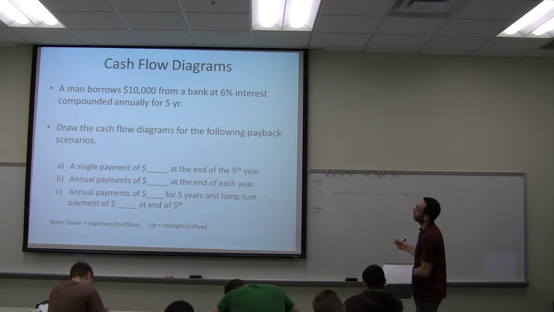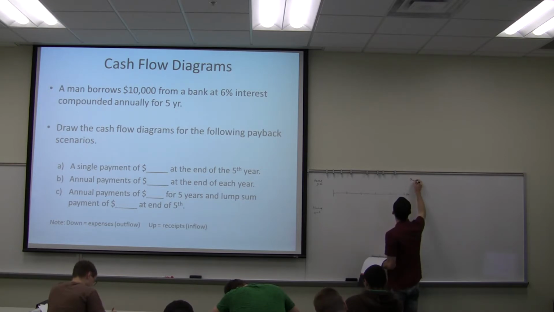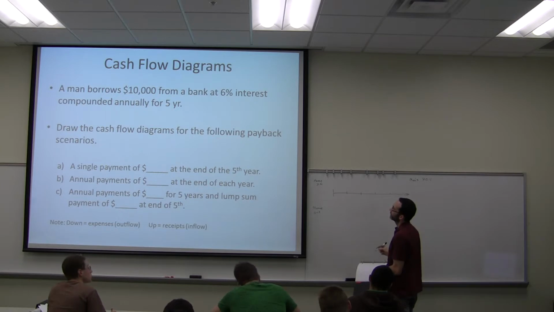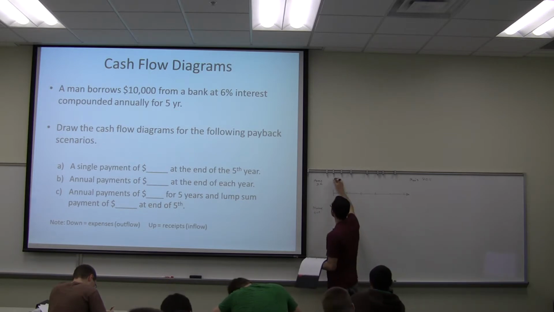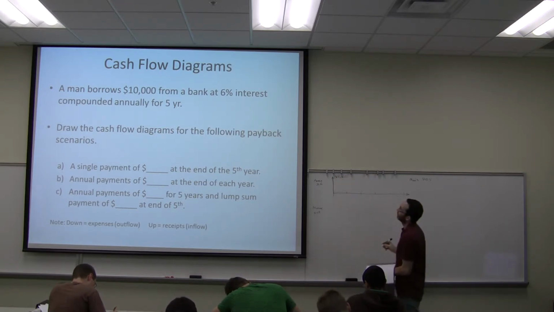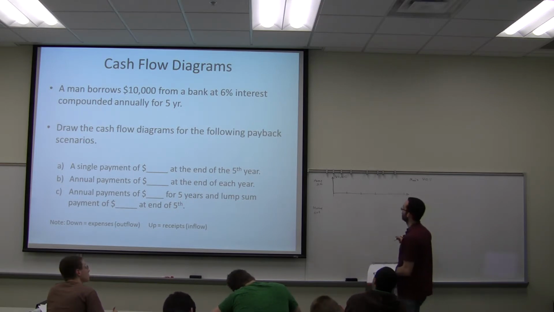So we're going to do it from the point of view of the man. All right, so the man borrows $10,000 at the beginning. So that means he gets money, so that'll be a line up. He gets $10,000 at the beginning of this period, and then has to pay back at the end of the 5th year.